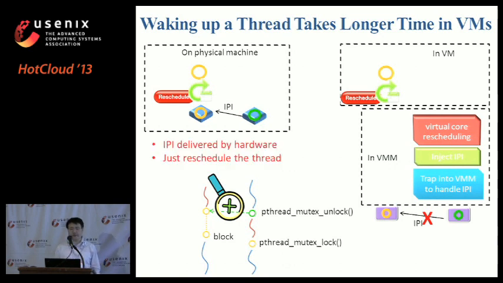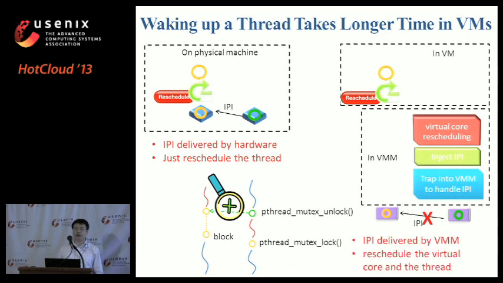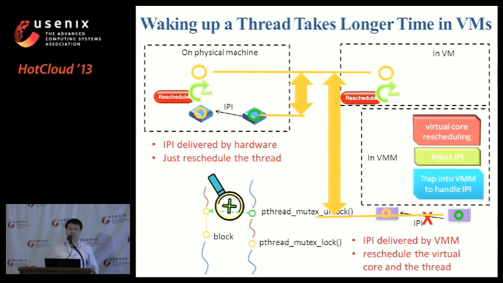So you can see that on a physical machine, we must deliver IPIs by hardware. At the same time, we need to reschedule the thread. But if we run the thread on a virtual machine, we must deliver the IPI by the virtual machine manager. That incurs higher cost. At the same time, we must schedule both the virtual core and the thread. That also incurs much higher cost. So this significantly increases the time to wake up threads in virtual machines.